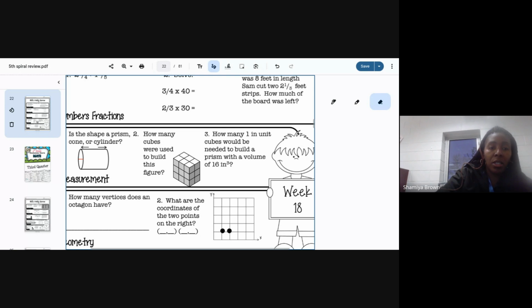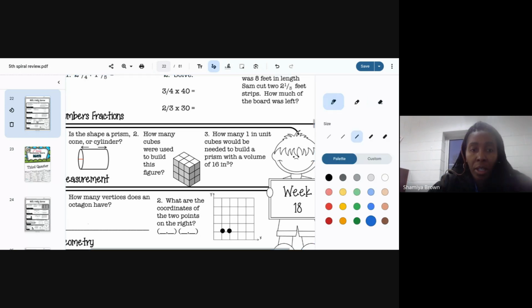And then it says, next, number 2, what are the coordinates of the 2 points on the right? So the coordinates that make these 2 points, the first one you have to go over 1 and up 1. So my first coordinate would be 1, 1. Then to make this next dot, you would have to go over 2 and up 1. So 2, 1 would be the next coordinate. And that is it for this homework.